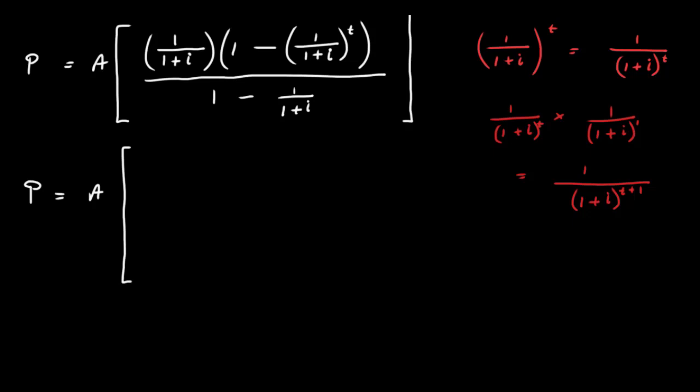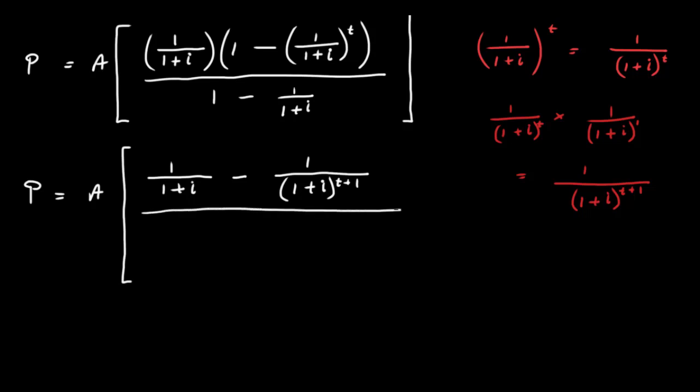Okay, so let's do that up here anyway. So this here times 1 is just going to give us 1 over (1 plus i), minus. Now I've already done it over here, so I should end up with 1 over (1 plus i) to the power of t plus 1. So that's our numerator done. So let's look at our denominator now.